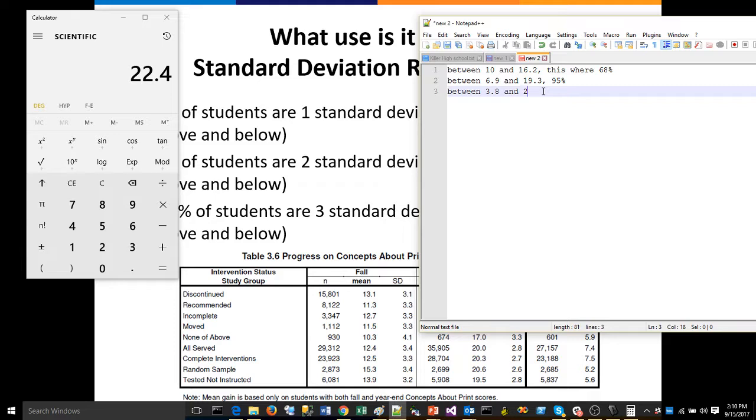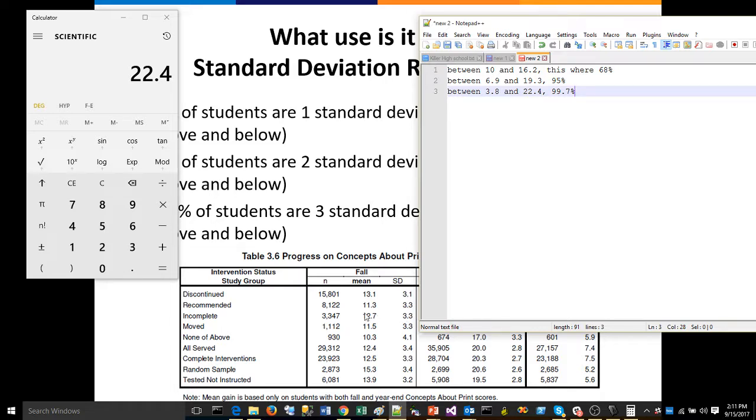That's a 22.4. So 99.7% of our kids' scores fall within a 3.8 and a 22.4. So this technique can be used with any mean and any standard deviation. This does not just apply to concepts about print.